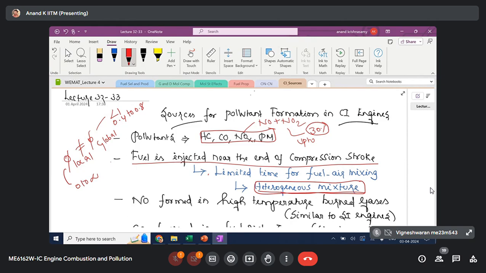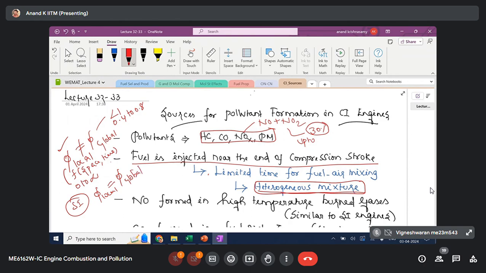So this local equivalence ratio is a function of space and time. Space here refers to the location inside the engine cylinder, combustion chamber, and time in terms of crank angle. You are going to have different values of phi local. Phi local is not equal to phi global because of the heterogeneous mixture in a CI engine, whereas in an SI engine, you have homogeneous combustion, so the local phi and global phi are going to be the same.